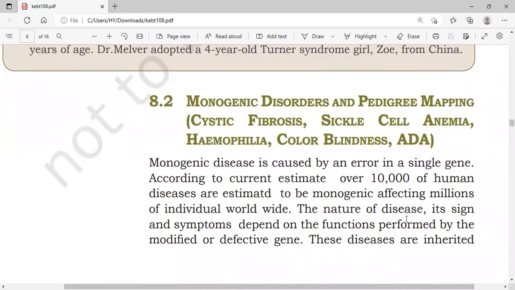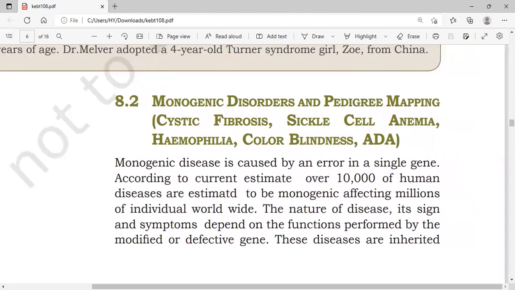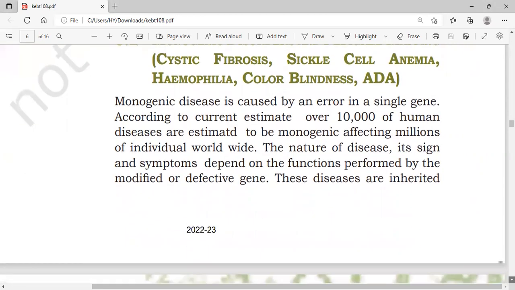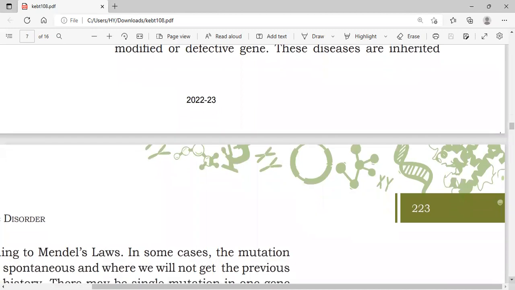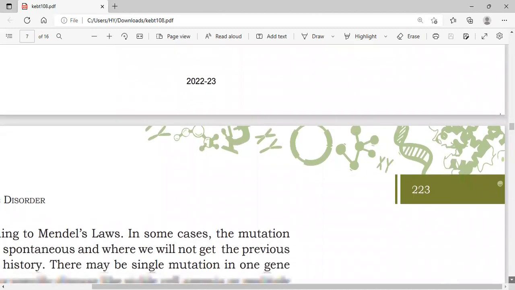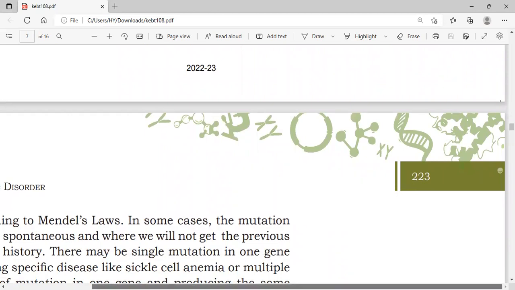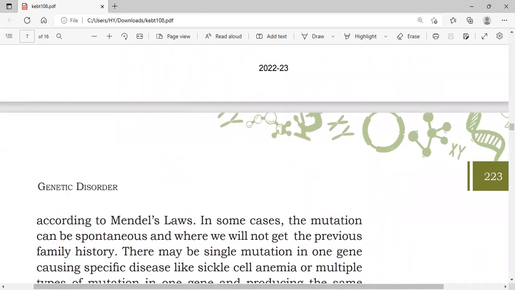Monogenic genetic disorders and pedigree mapping. A monogenic disease is caused by an error in a single gene. According to current estimates, about 10,000 diseases are monogenic. The nature of the disease, its signs and symptoms depend on the function performed by the modified or defective gene. These diseases are inherited, and are called monogenic or Mendelian disorders, inherited according to Mendel's law.